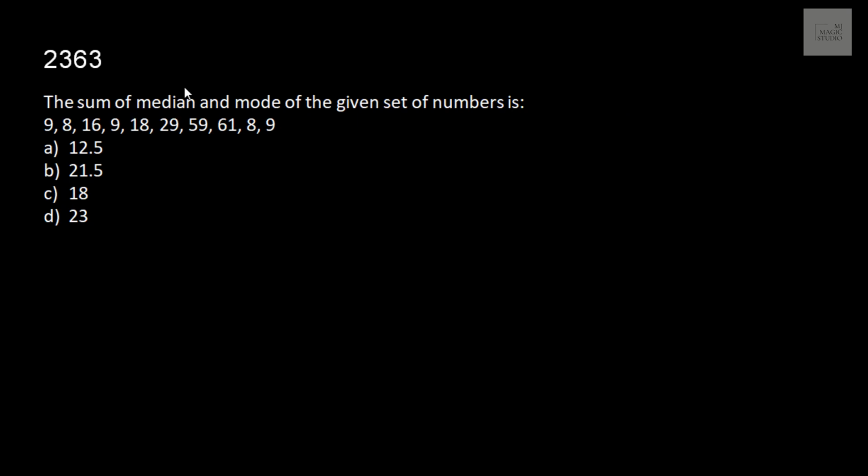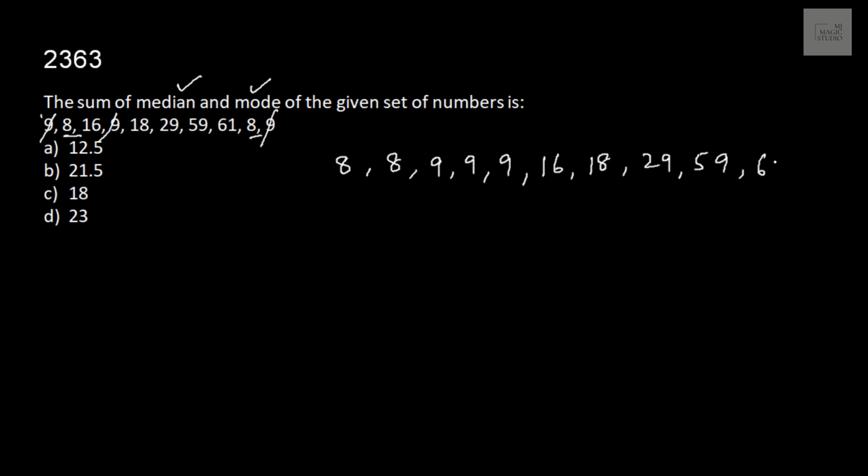The sum of median and mode. Median is the middlemost value and mode is the most popular value. So let's first arrange these data in ascending order so that our life becomes simple as far as median needs to be calculated, isn't it? So what we have, 8, 8, then 9, 9, 9, 9, then we have 16, 18, 29, 59 and 61.